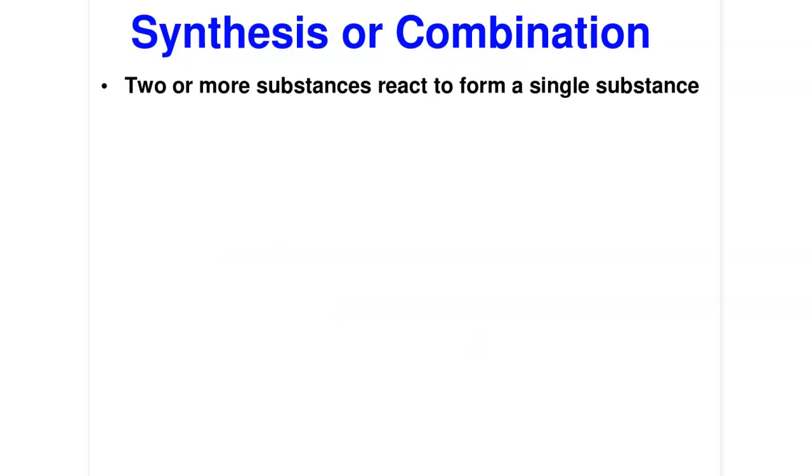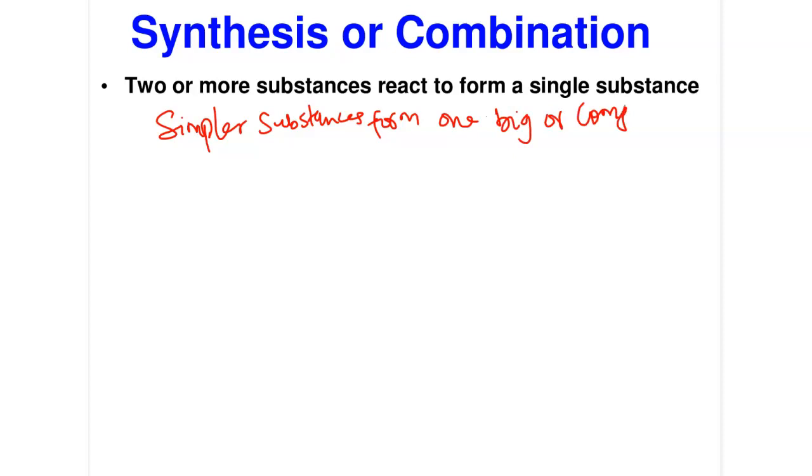Now, a synthesis or combination reaction is simply a reaction involving 2 or more substances reacting to form a single substance. Now, 2 or more simpler stuff. I will say simpler. So you can say 2 or more simpler stuff reacts to form a complex stuff. So simpler substances form one big stuff. You can say big or complex. As I tell my students, whichever one works for you, you can use one complex stuff.